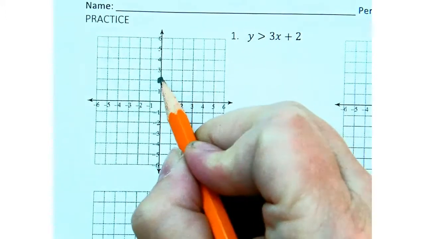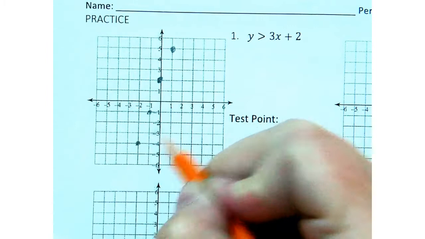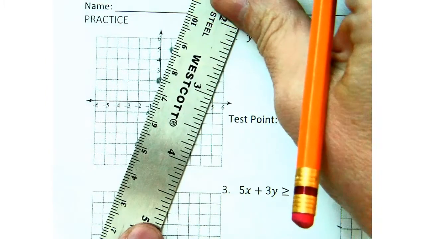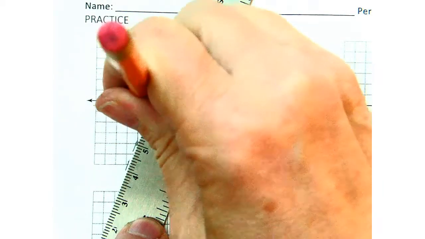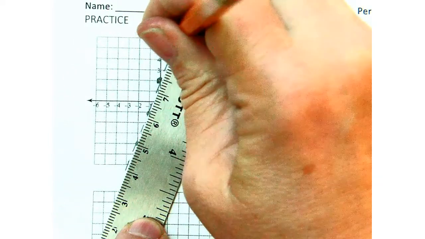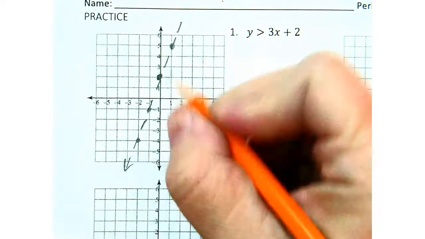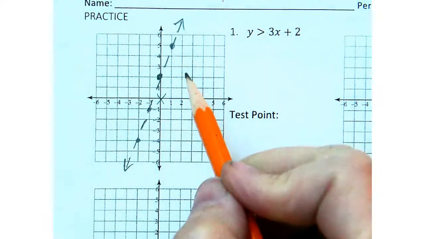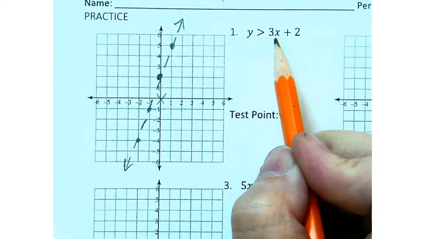The slope is 3 over 1, up 3 and to the right 1. Now graph the line. Because there is no "or equals" under the inequality, this will be a dotted line. It will not be included in the solution set. The next step is to determine which side of the line should be shaded. To do this, we need to test a point. If this point makes the inequality true, we shade on that side. If it makes the inequality false, we shade on the other side.